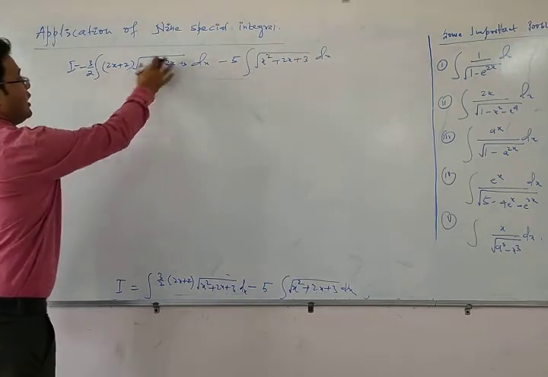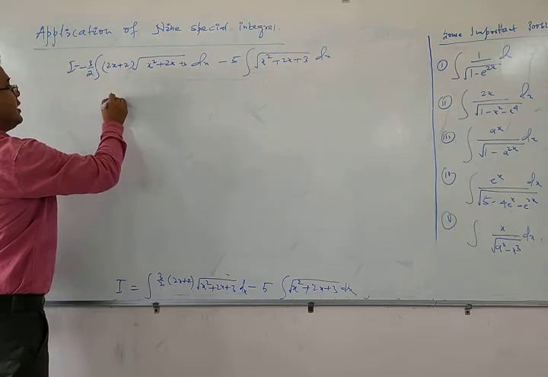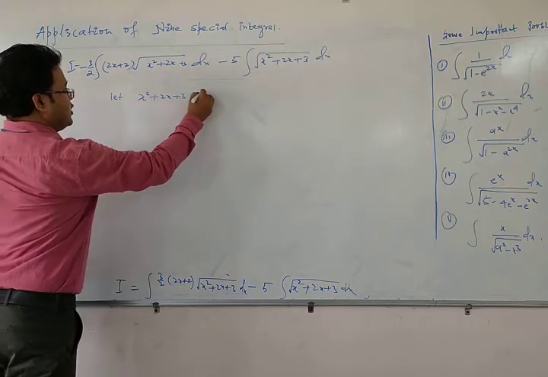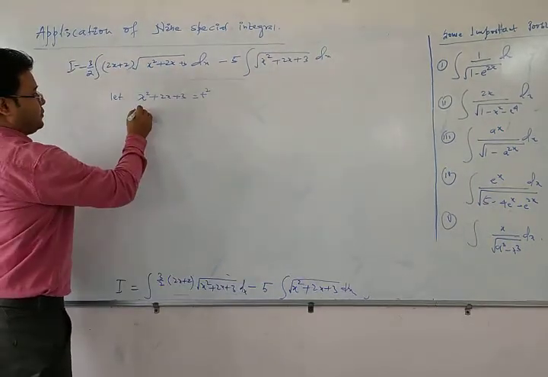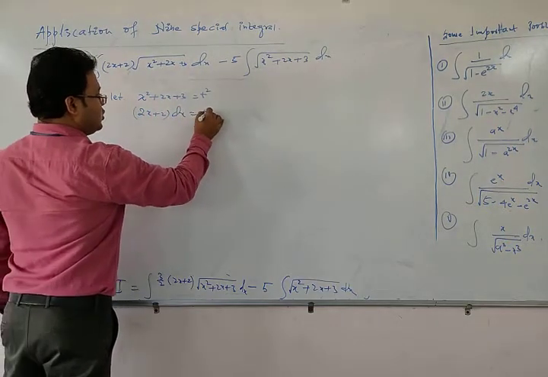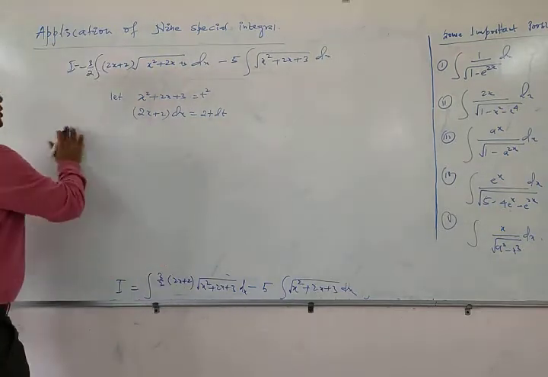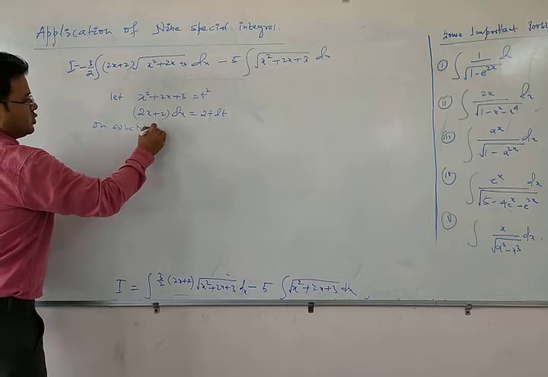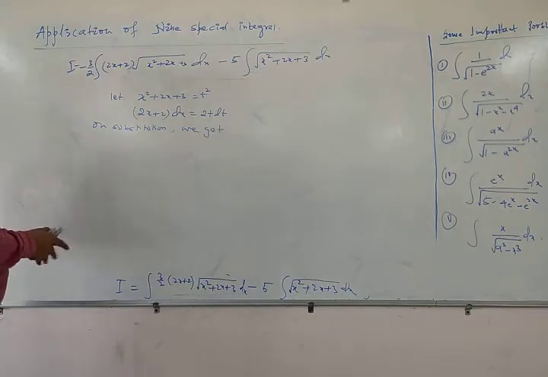Here you can use the substitution. Here we get x square plus 2x plus 3 is equal to t square. On differentiating, we will get (2x plus 2) dx is equal to 2t dt. On substitution, we get, what will we get?